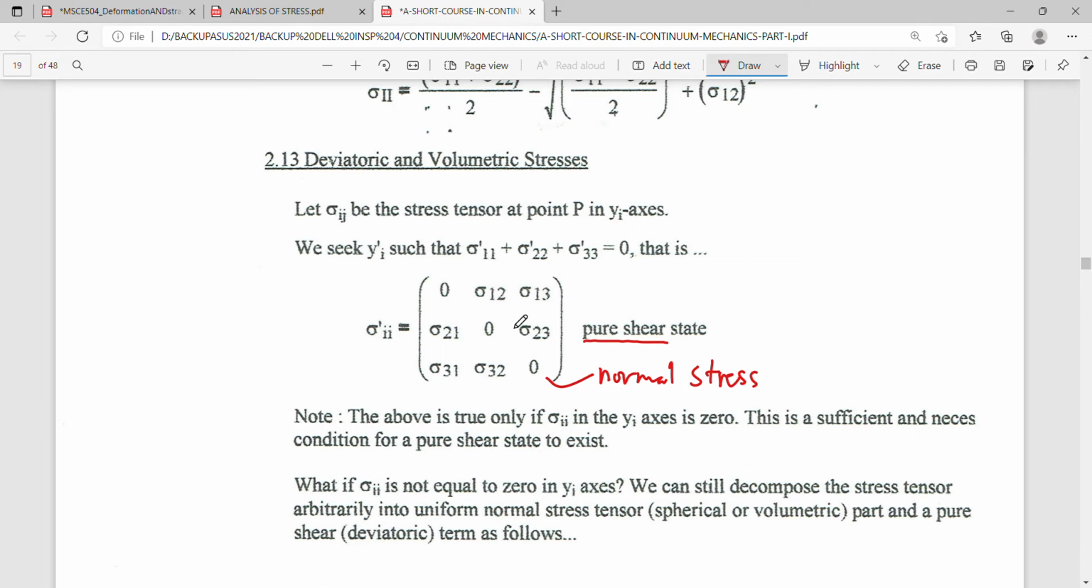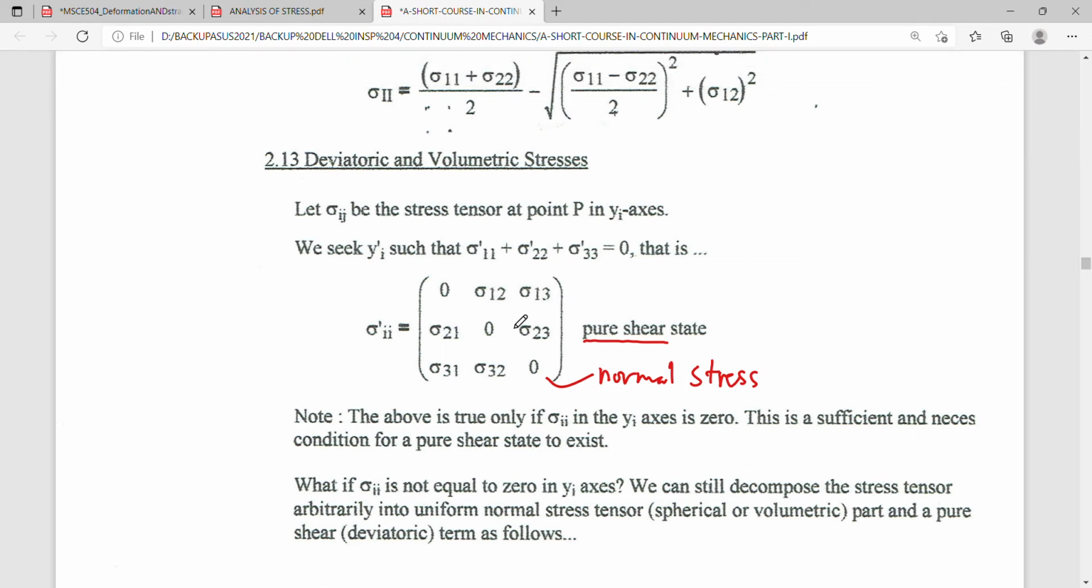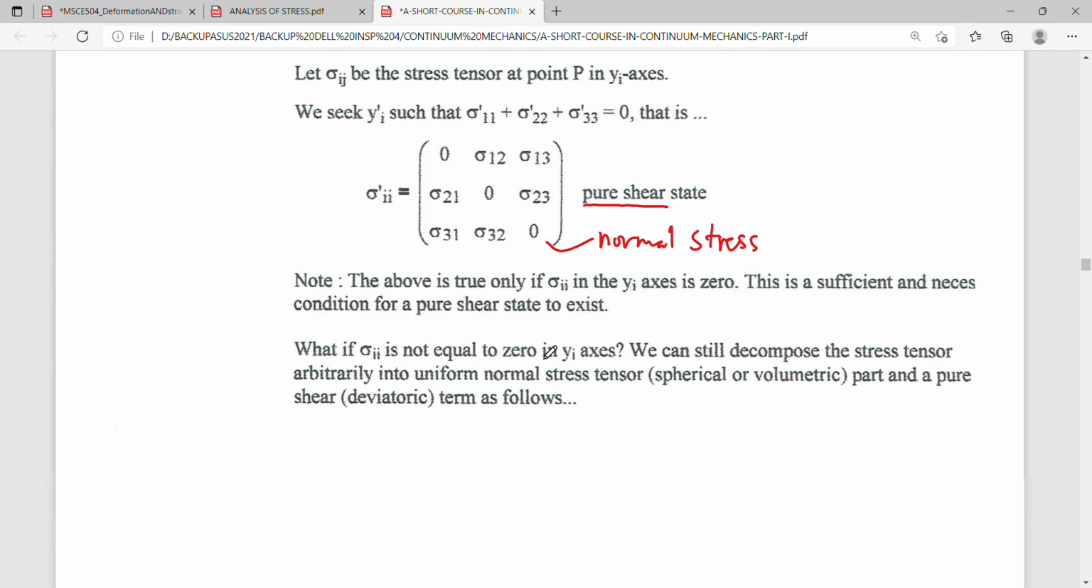So when you are designing a continuum in terms of a shear failure condition, you may seek this coordinate axis y prime i such that your pure shear state will be the basis of your analysis. So note that the above is only true if your sum of the diagonal sigma i in the y-i axis is zero, and this is a sufficient and necessary condition for such a pure shear state to exist.